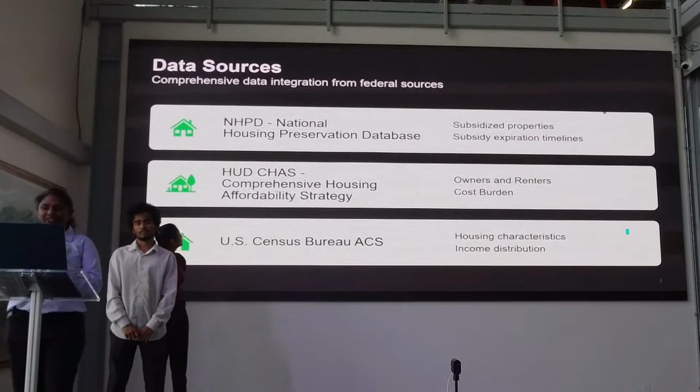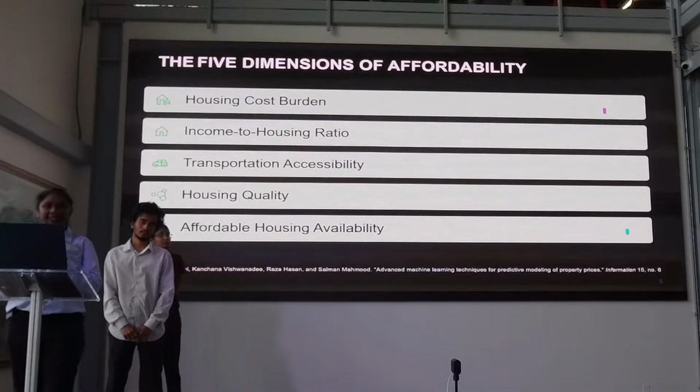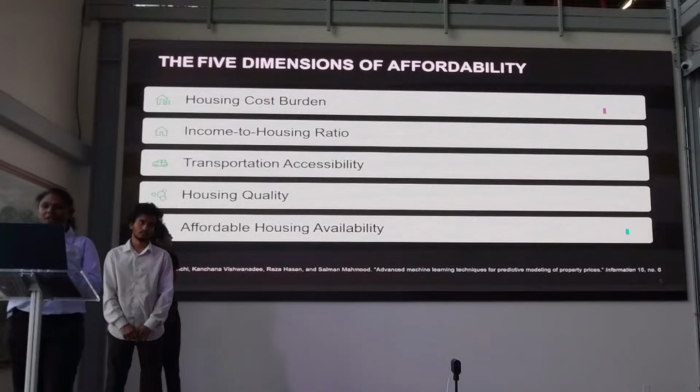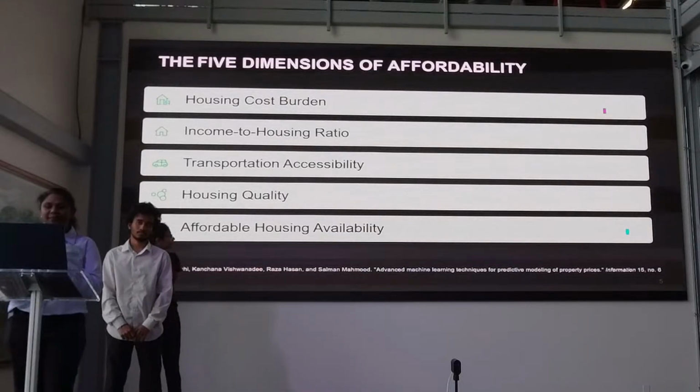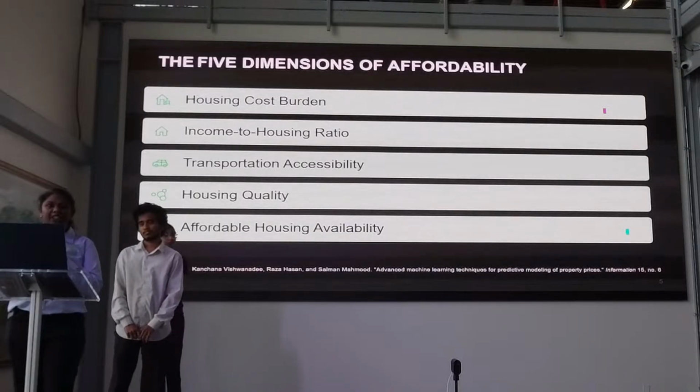So we use three main federal data sources. When we think about housing affordability, it is easy to just look at rent or mortgage payments. But that's only one part of the story. Real affordability is about how all the pieces fit together: what people earn, what they spend, where they live, and the quality of that housing.